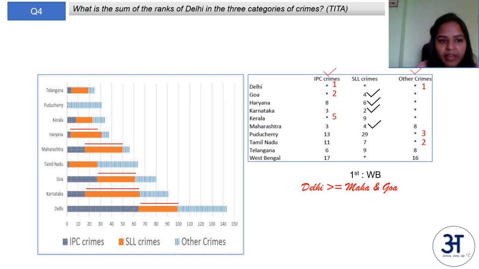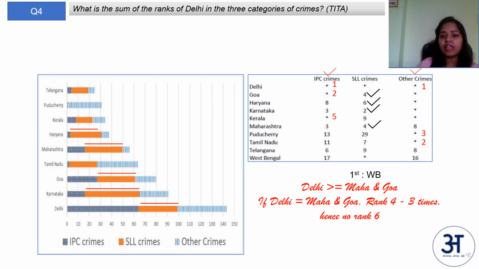And while comparing it with Haryana, it's definitely greater. So now I need to understand whether it is equal to Maharashtra and Goa. In that case, its rank needs to be 4. Or if it is greater, its rank will be 3. So what I will do is, if Delhi is equal to Maharashtra and Goa, there should be 3 fourth ranks, right?